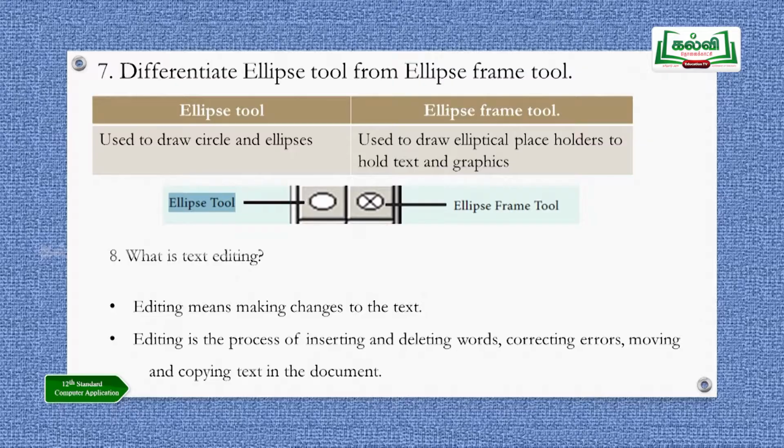Again I am showing the image for your understanding, just to know what is the ellipse tool and what is the ellipse frame tool. Ellipse tool is used to draw circles and ellipses, that is any round objects. You can draw any round object using the ellipse tool. And ellipse frame tool is used to draw elliptical placeholders to hold text and graphics.